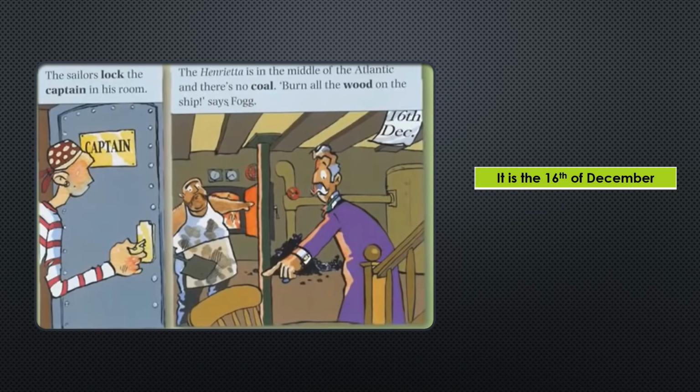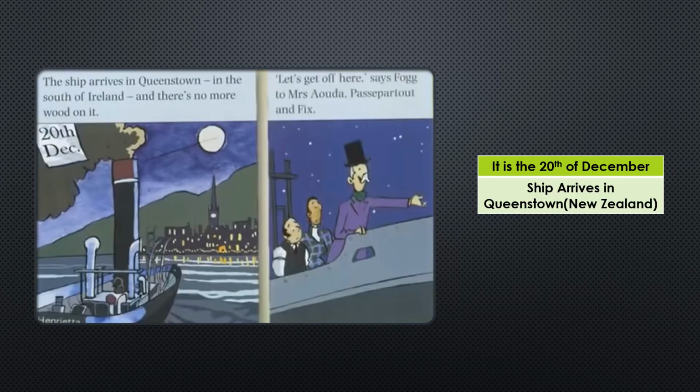However, the ship that they were traveling on has no coal and all the wood is burned. The date is December 16th. The ship arrives in Queenstown in the south of Ireland, and there's no more wood. The date is 20th December. "Let's get off here," says Mr. Fogg to Mrs. Auda, Passepartout and Fix.